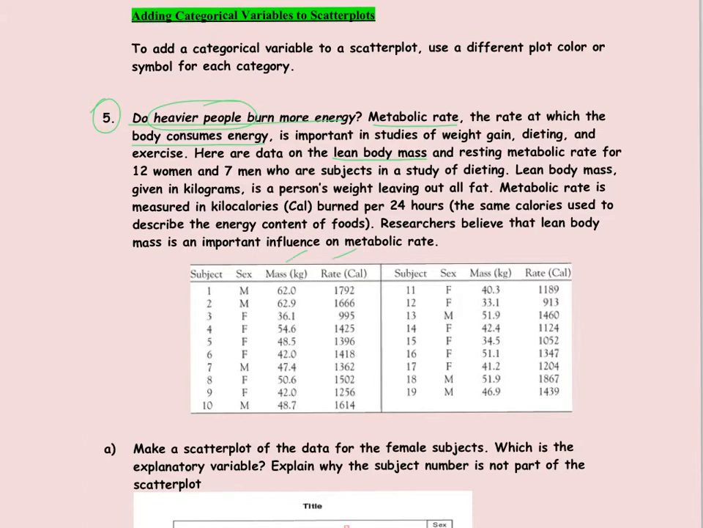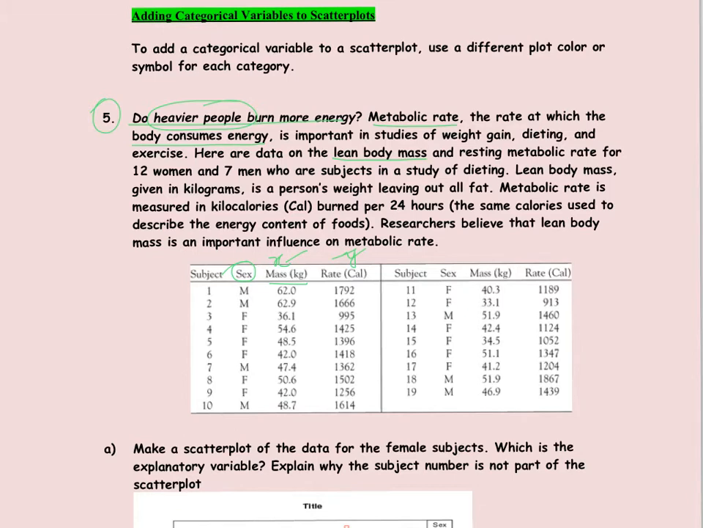Based on what we've read in the question, if you can pause the video and read the question, you'll see that we want to see if body mass affects the metabolic rate of an individual. So mass becomes our explanatory variable, and the metabolic rate would be the response variable. In addition to that, we also have gender, which would be another variable, of course, but that variable here would be categorical because it's gender, and that could be male or female.